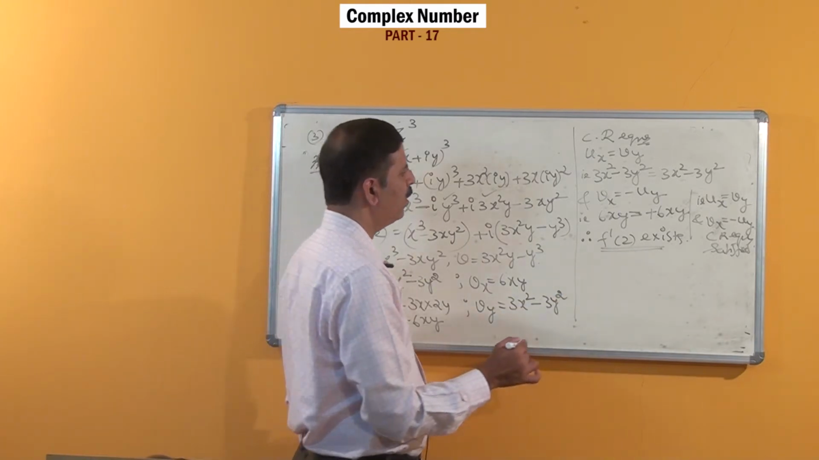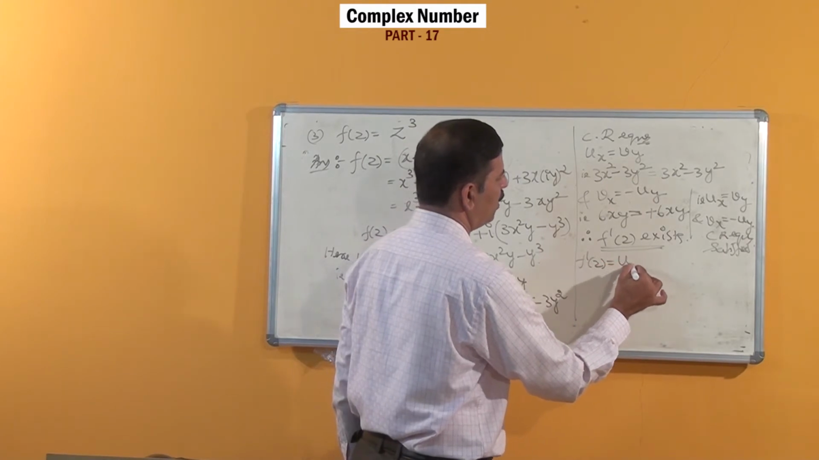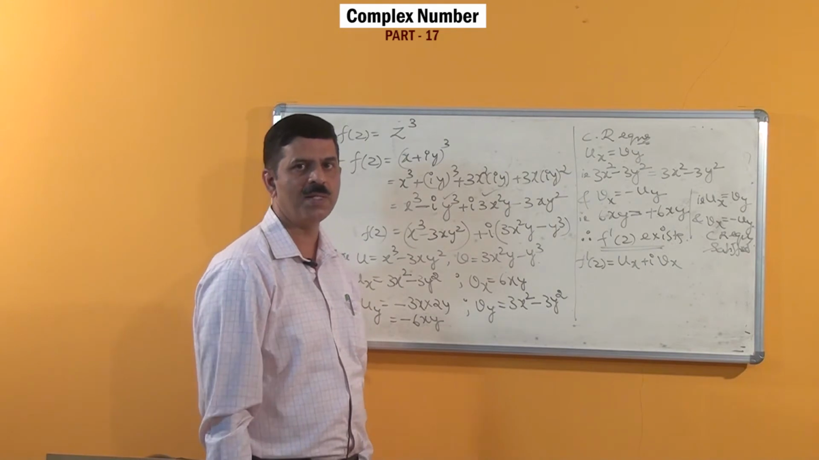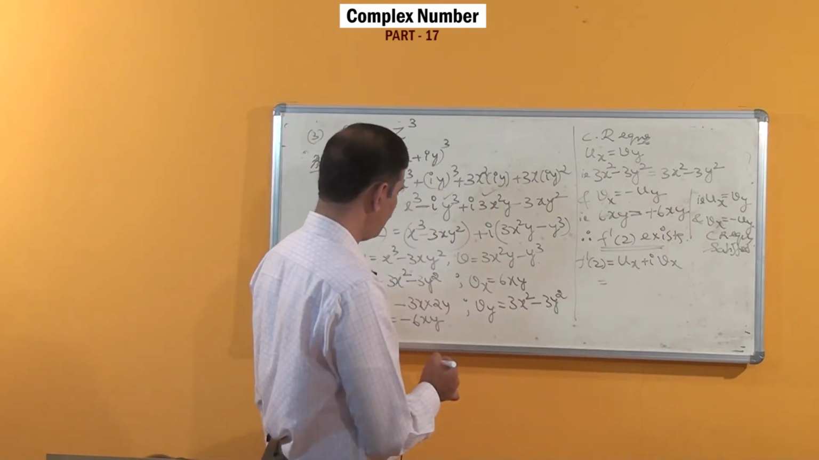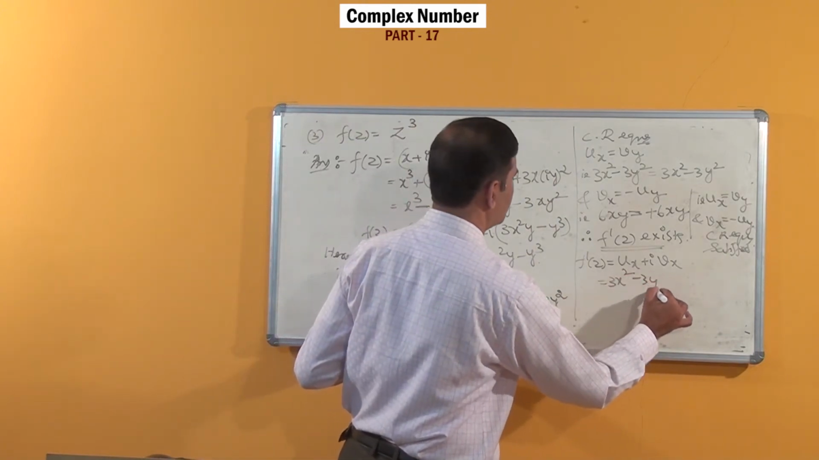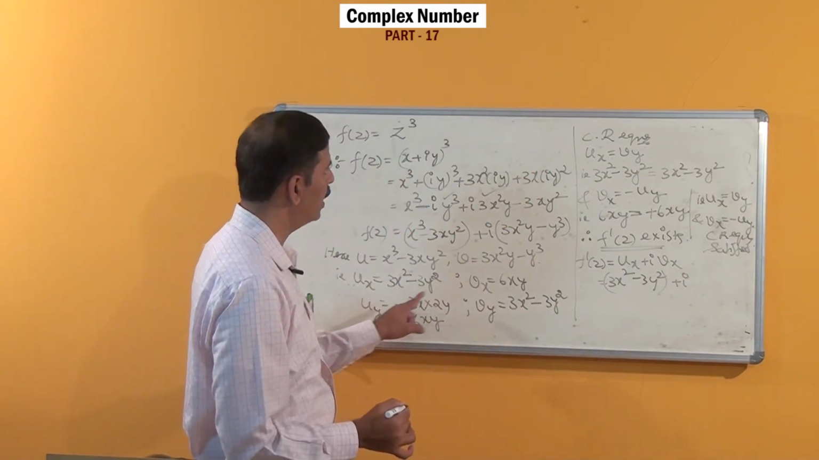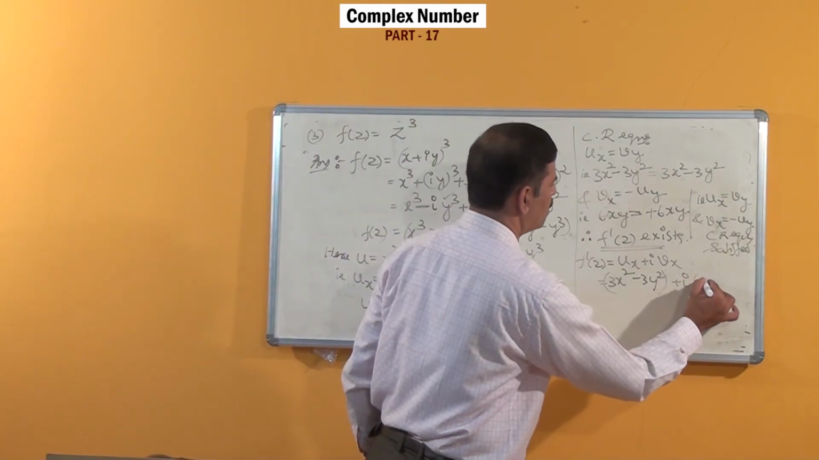Okay. Now, if you want to find f dash of z, as I gave you the formula in the last class, it is ux plus i vx, isn't it? What is ux you got here? It is 3x square minus 3y square, plus i times vx. What is vx you got? Vx is nothing but 6xy.